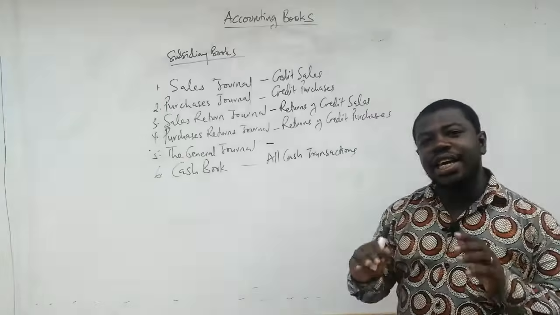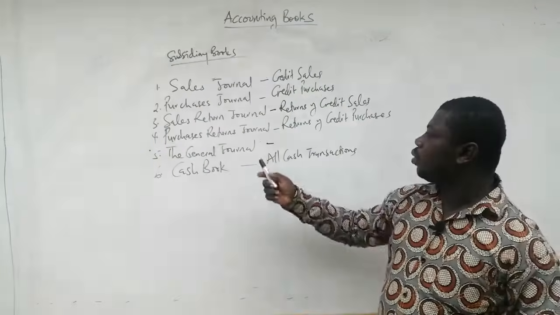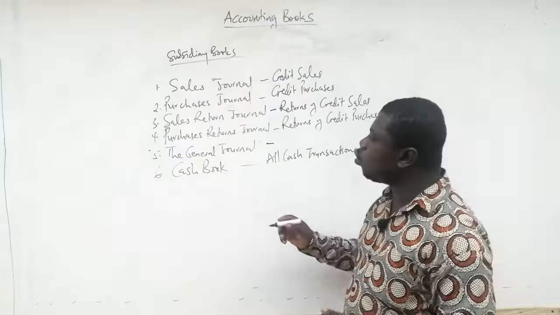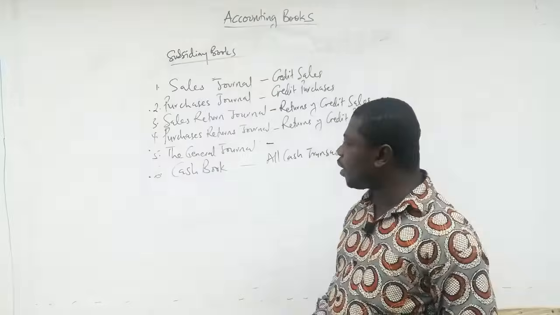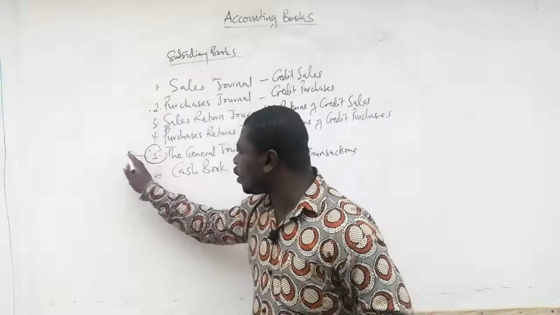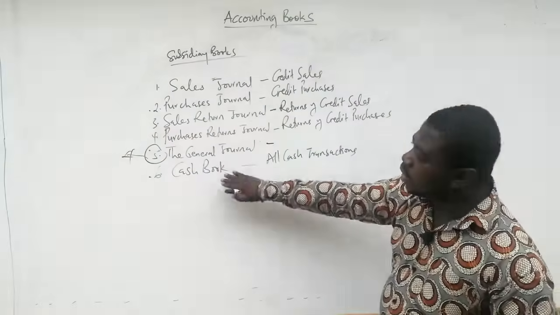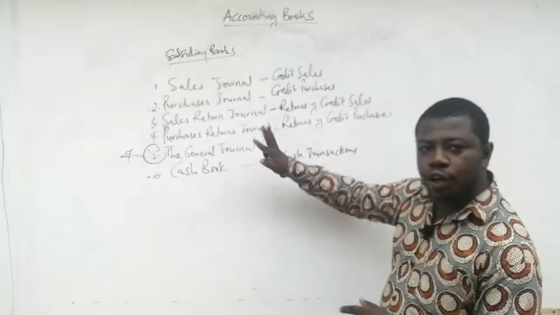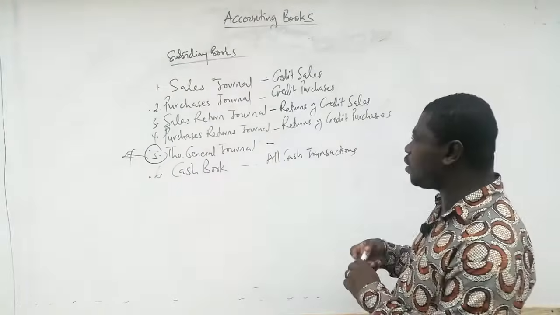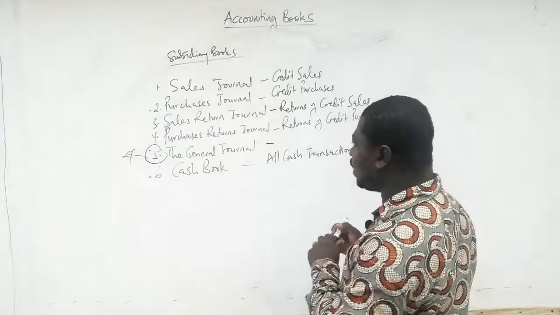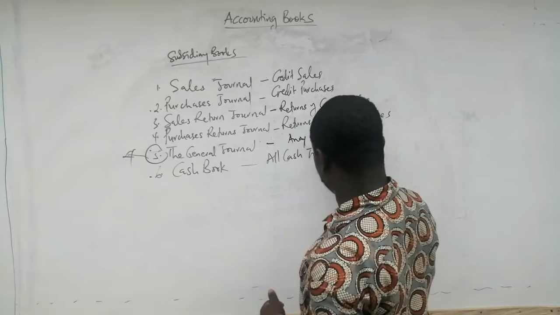So the general journal is there to cater for any other transaction that does not find its way into the special journals. And so the special journals are 1, 2, 3, 4, and the cash book making 5. The general journal is not part of the special journals. And so when the special journals fail to record any transaction, or if there is any transaction that cannot fit into the special journals, then we record that in the general journal. So we will say any other transaction.